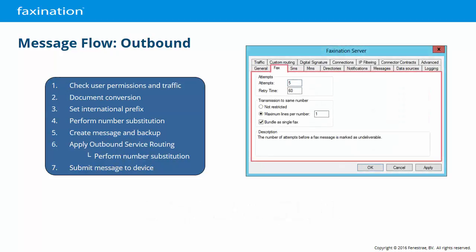Once the outgoing fax has been submitted to the device, we wait to determine the success or failure of the fax transmission. By default, we will attempt to transmit the fax 5 times with a 60-second delay between each attempt. If the fax is not delivered within those limits, the sender will receive a non-delivery report by default, and the reason for the failure will be contained within the report when it's available.